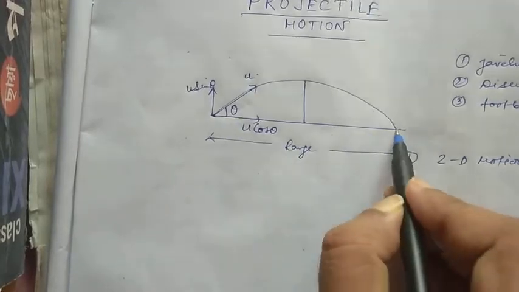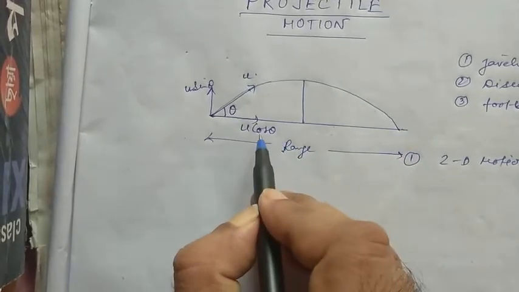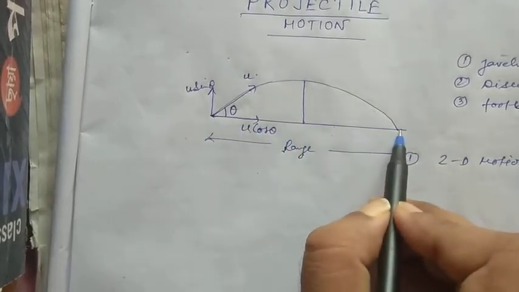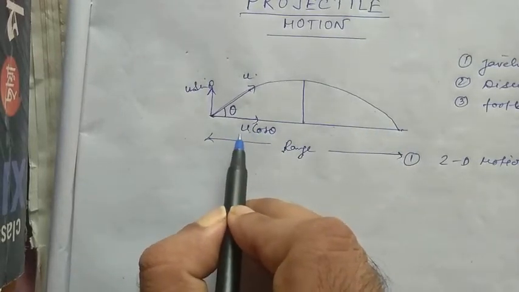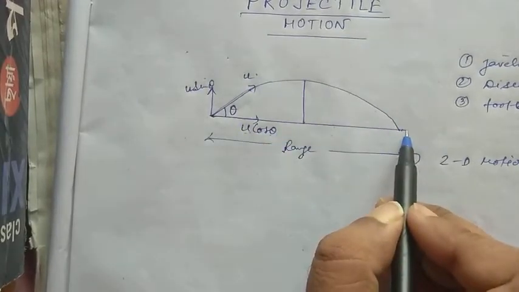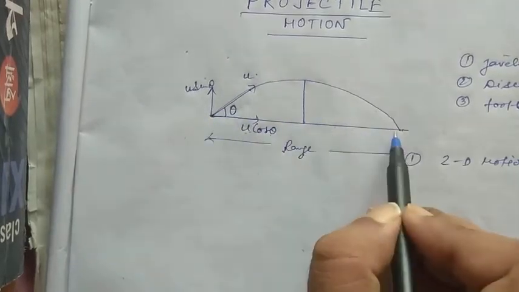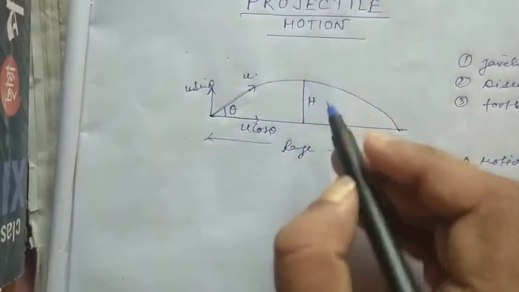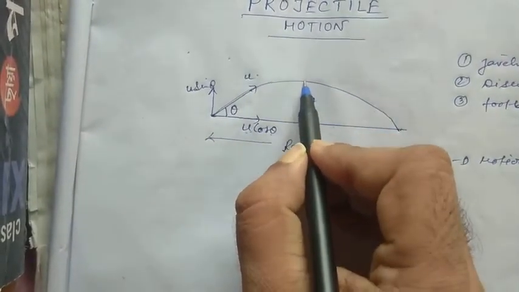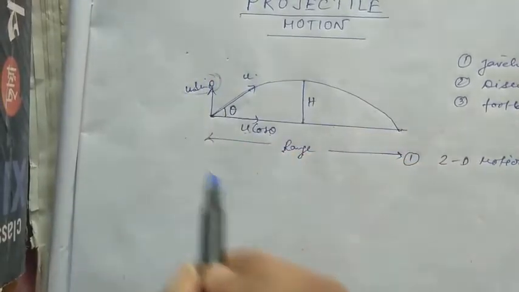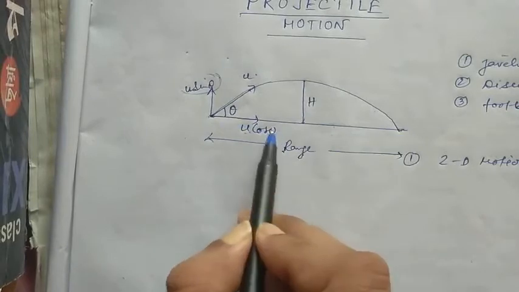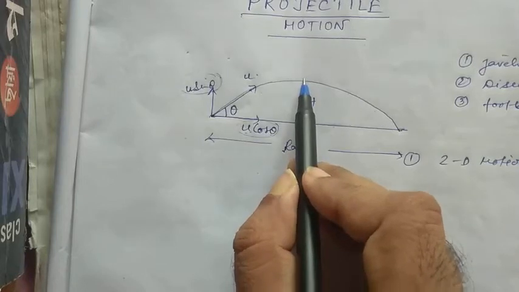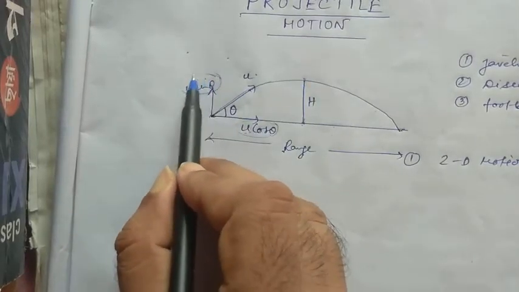Now this range is the displacement of the projectile in the horizontal or x direction, equal to u cos theta into the time of flight, the time required for the projectile to move from this point to this point. Now this is the maximum height attained by the projectile. The height attained is because of this velocity. The particle moves in the x direction because of u cos theta, and the particle rises from the ground level to the topmost point according to this velocity.